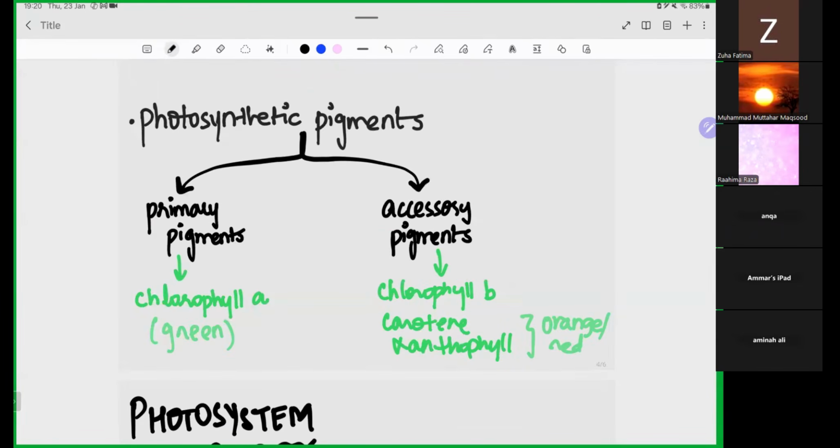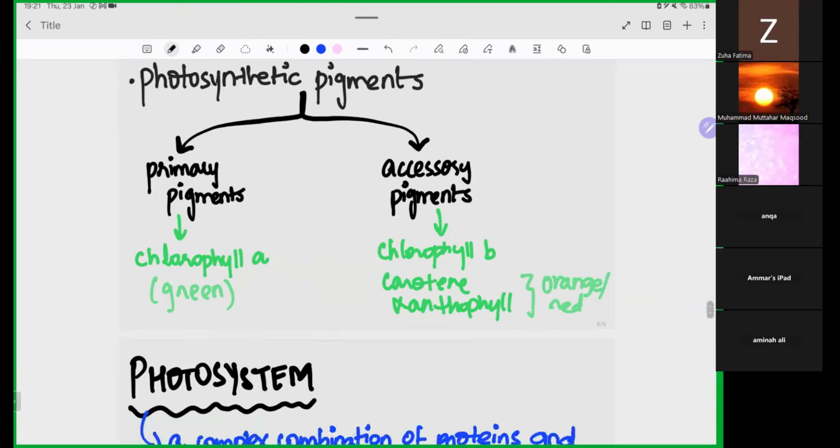The reason why we have different pigments is because every pigment absorbs light of different wavelengths, absorbs light of different frequency. So, in order to ensure that there is a maximum absorption of light taking place in the chloroplast, we need to ensure that all types of pigments are present which can absorb maximum amount of light.